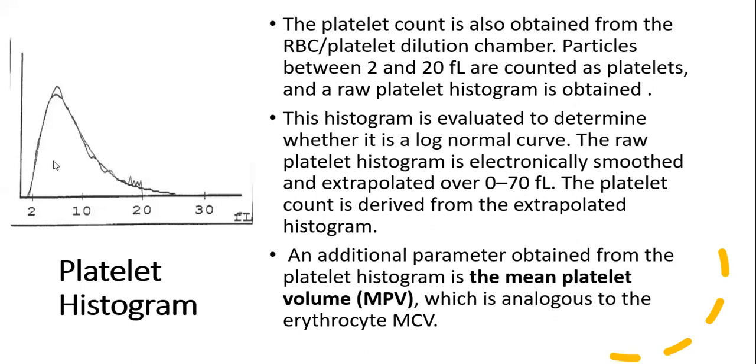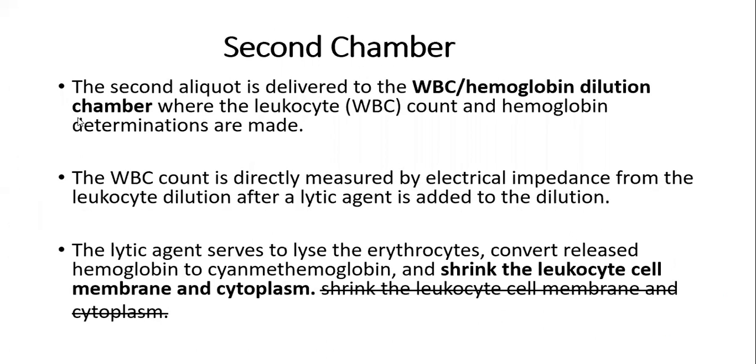Now, like RDW, the platelet also gives mean platelet volume. So mean platelet volume is the average size of the platelets in the histogram, and it is derived from this histogram. Now, this was about the first chamber in which we talked about the impedance method and how the impedance method is able to differentiate the RBC and the platelet. It is able to count both populations and can comment upon the volume or the size of those cells.